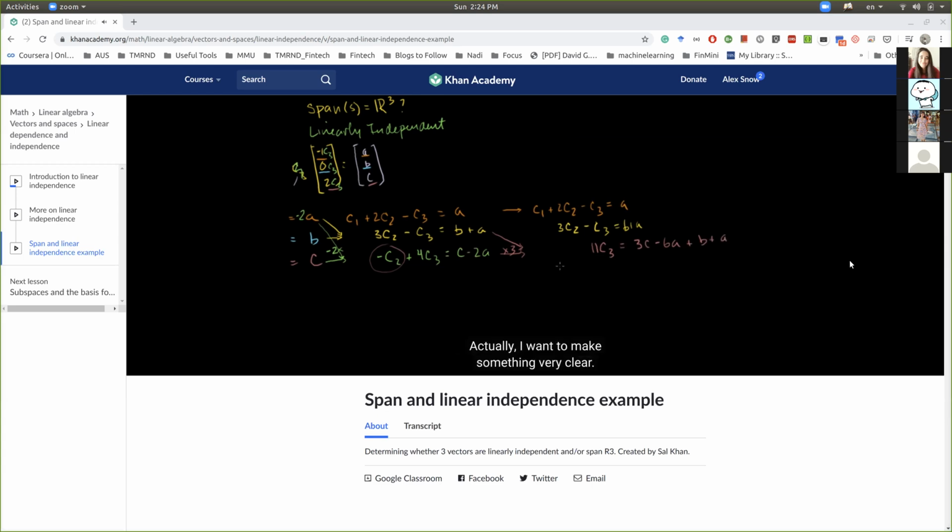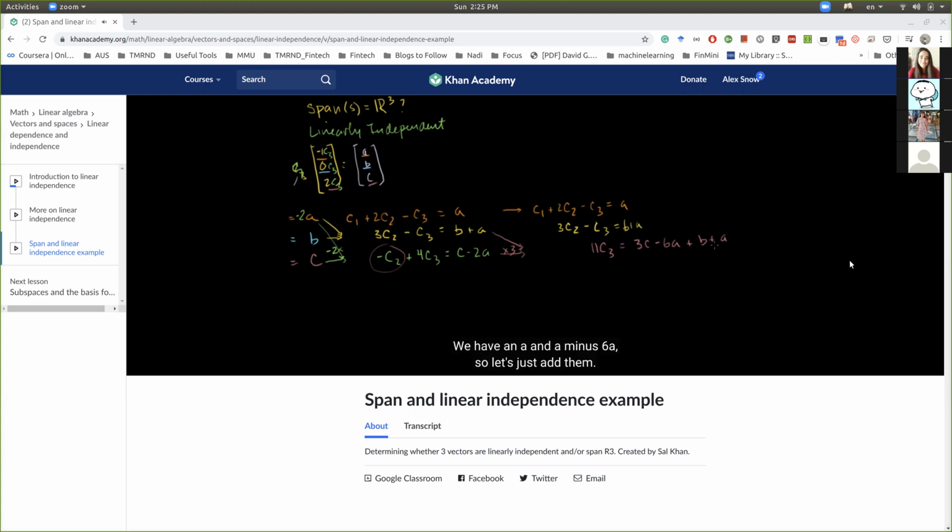Actually, I want to make something very clear. This C is different than these C1, C2, and C3 that I had up here. And I think you realize that, but I just realized that I used the letter C twice, and I didn't want any confusion here. So this C that doesn't have any subscript is a different constant than all of these things over here. So let's see if we can simplify this.